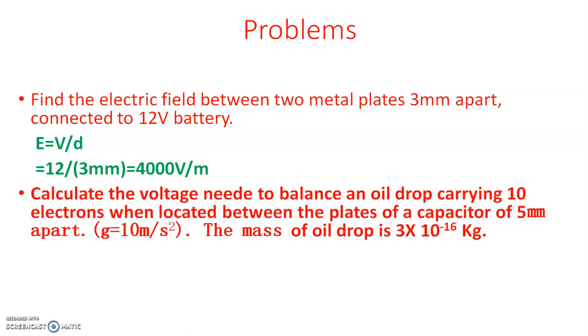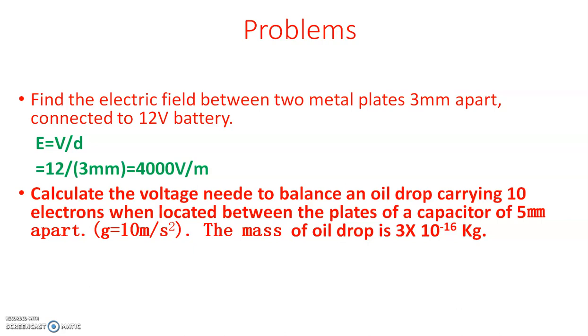Okay. Another problem. Calculate the voltage needed to balance an oil drop carrying 10 electrons when located between the plates of a capacitor 5 mm apart. Given g is equal to 10 meter per second square and mass of the oil drop is 3 into 10 raised to minus 16 kilogram. So here what you have to find? You have to find the voltage needed to balance an oil drop. So how will that oil drop be balanced?